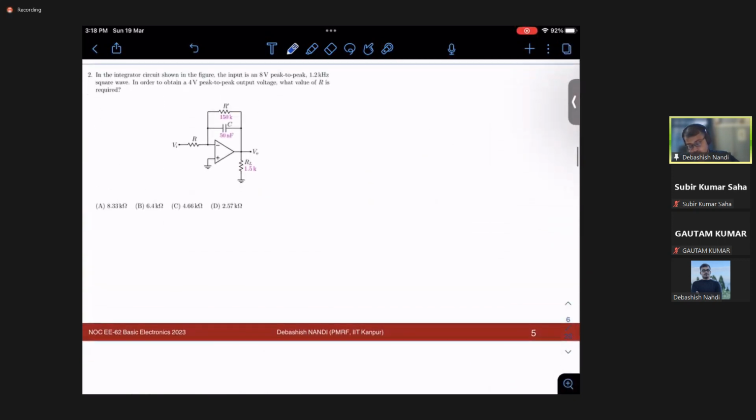Okay, so let's move on to problem number two. Problem number two tells us that in the integrated circuit shown in the figure, the input is 8 volt peak to peak, and it is of 1.2 kilohertz.